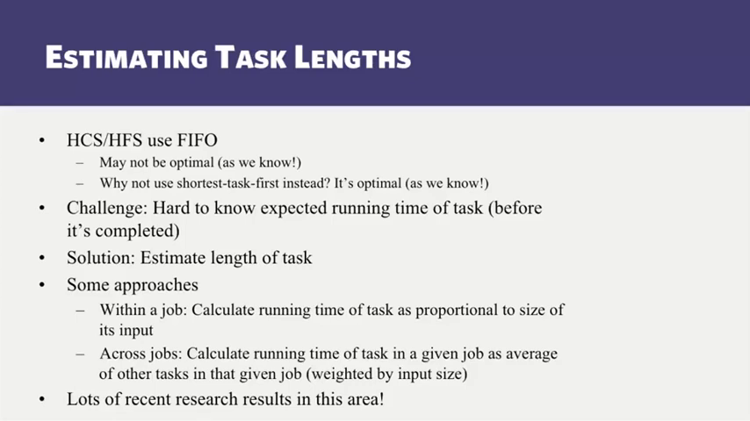You can also do the estimation across tasks, where you calculate the running time of a task in a given job as the average of other tasks in that given job. So you can take the average running time across all the tasks in that job that have completed, and then based on that you can calculate the running time of a task. And then you can also weight this by the input size of that particular task to get a more accurate running estimate. But of course these are only estimates, and so they may not actually be true, and so you may not actually get an optimal running time here, even though you're using shortest task first, because the estimates may be off. There has been a lot of recent research work in this particular area.